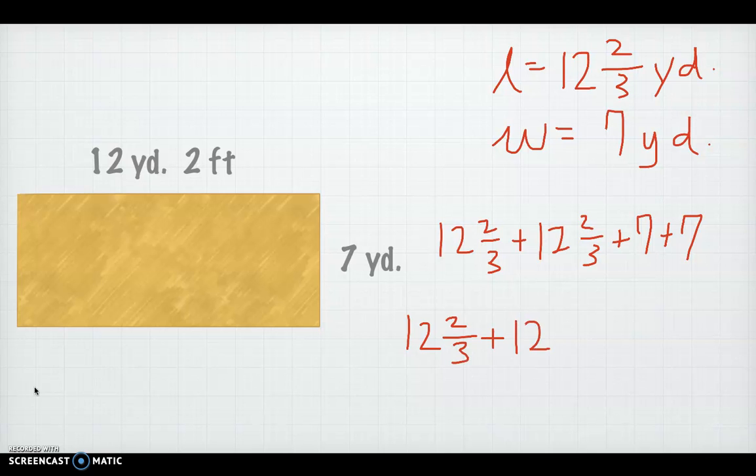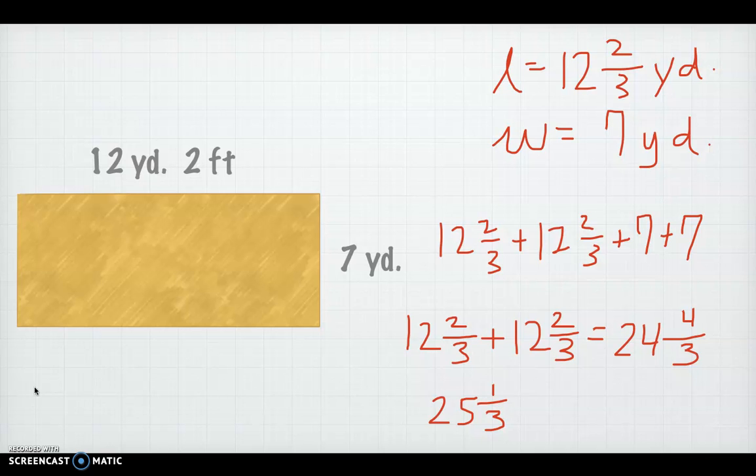As I'm adding those, I'm going to add the whole numbers first. So 12 plus 12 equals, not 14, it's going to be 24. I add my numerators, 2 plus 2 equals 4, and I keep my denominator the same, 3. So you can see my fraction is an improper fraction. I'm going to change my improper fraction to a proper fraction by dividing the numerator by the denominator. So my new number is going to be 25 and 1/3.